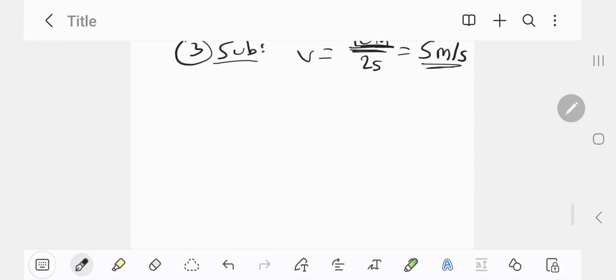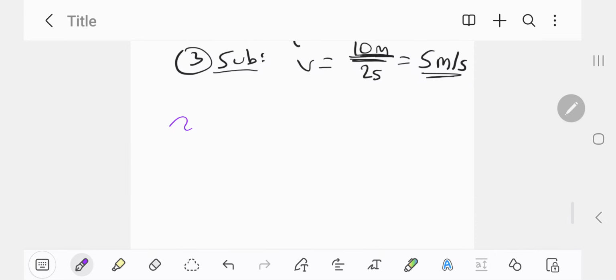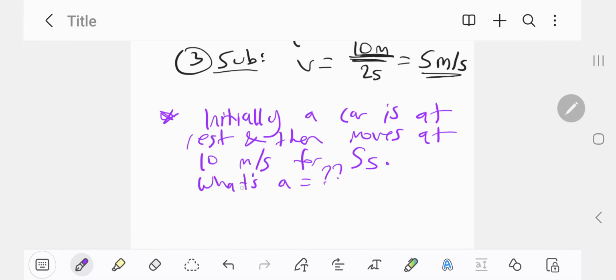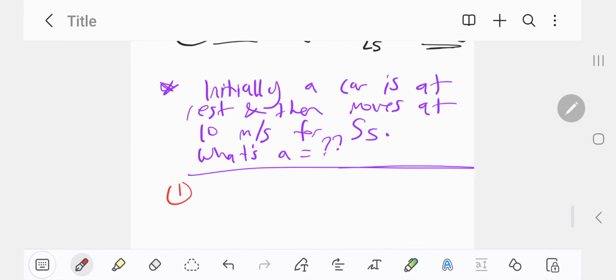Let's do another one. Let's do one involving acceleration. Suppose initially a car is at rest and then moves at 10 meters per second for 5 seconds. I'm just making these numbers up. They might not be realistic. Just making them on the spot. What's the acceleration A? Now, here's how you dissect this. You're actually given more than what you can see.